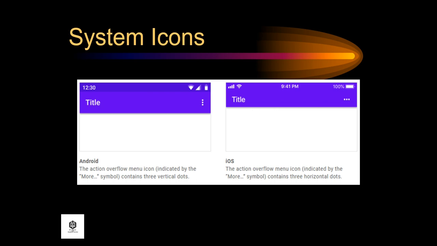Another example is for the Android on the left side, wherein the action overflow menu icon, indicated by the more symbol, contains 3 vertical dots, while on the right image for iOS, the action overflow menu icon, indicated by the more symbol, contains 3 horizontal dots.